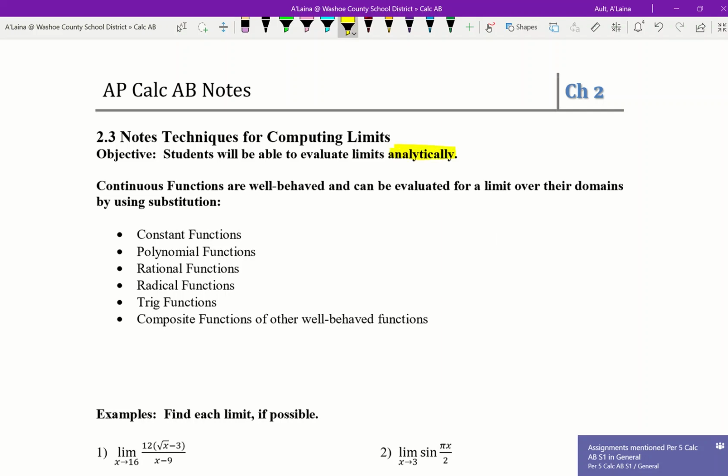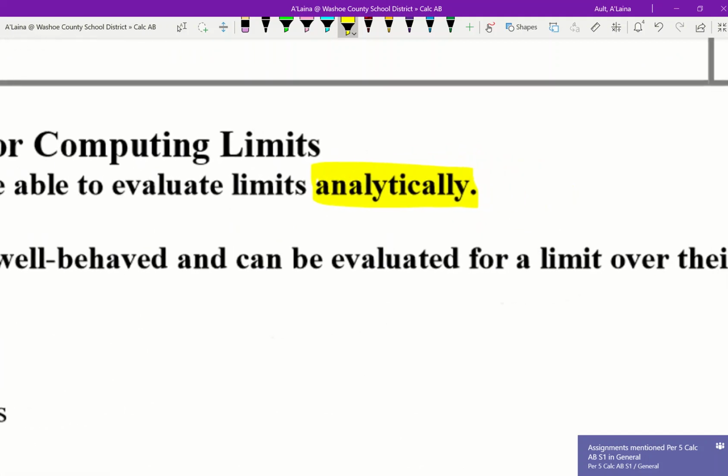Not super sure whether or not you've heard that phrase before, but basically we looked yesterday at how you evaluate a limit if you have a graph. Analytically would mean by looking at the equation and doing an analysis of the actual equation. And most commonly, we'll be using a lot of algebraic approaches.